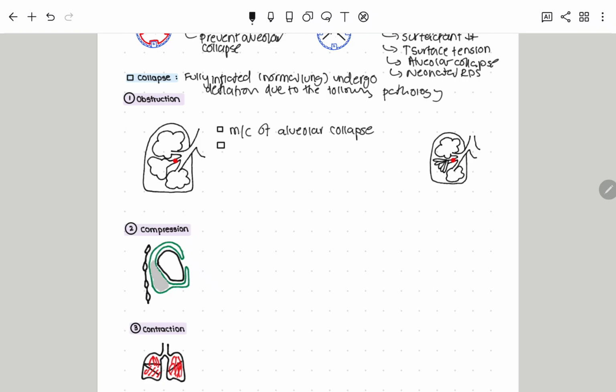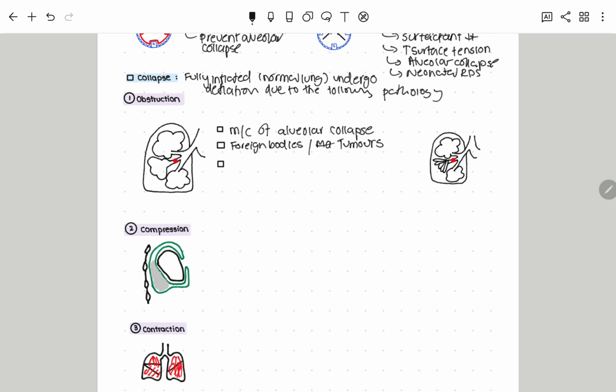Now, basically, this obstruction can be a result of a foreign body aspiration, for example. So it could be due to foreign bodies, or it can be due to heterogeneous or homogeneous masses within the lung parenchyma, within the lung tissues, that end up blocking the alveoli, and this basically means tumors.